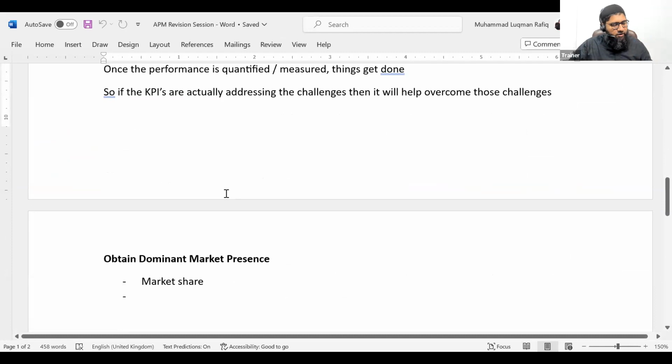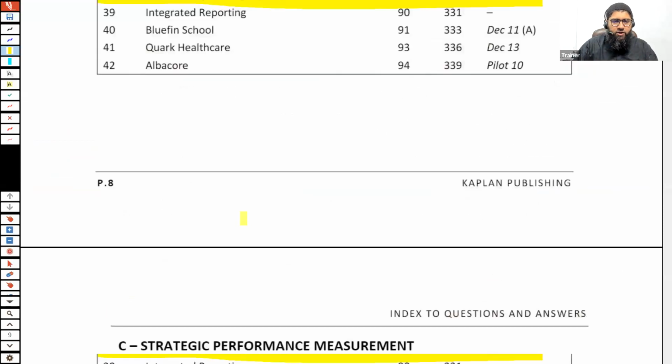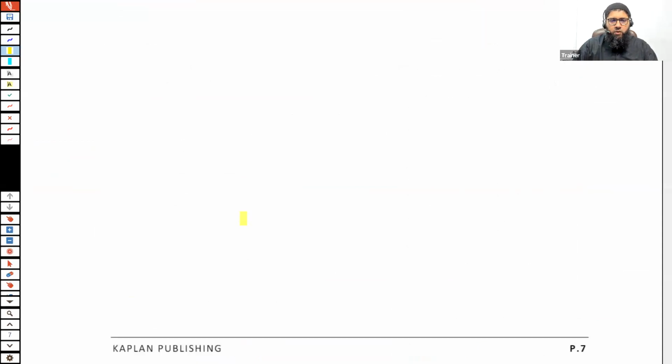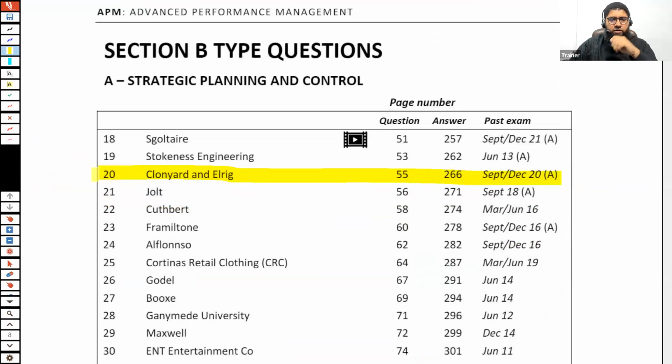Now I'm going to move on to the next question. There are different questions that I have specifically highlighted. They are usually the questions which I have not even covered in the recordings, the majority of them, the ones which I've identified. So I will be going with a question, the name of which is Clone Yard and Elric, from September, December 2020.